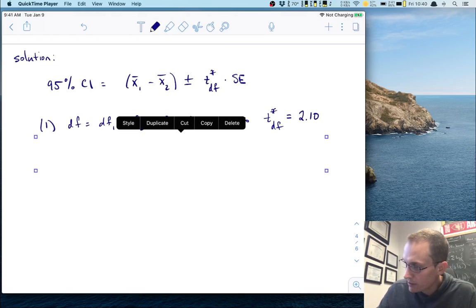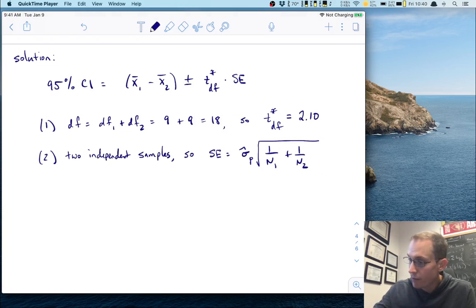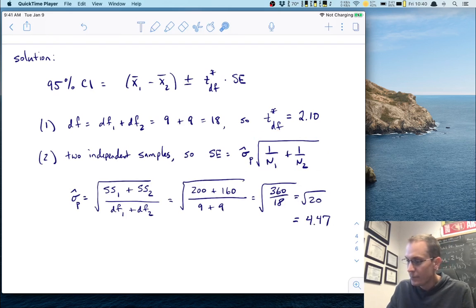Okay. All right, so now we've got that. What's next? Well, we need to find the standard error. Now remember, for two independent samples, the formula for the standard error is sigma hat p times the square root. So that means we need to find sigma hat p. Now remember from the previous lecture, lecture 7, I believe, we take the square root of SS1 plus SS2 over df1 plus df2.